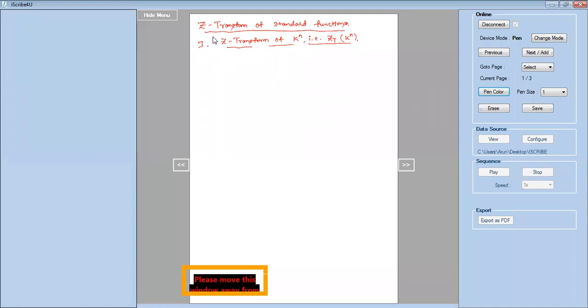Okay, so we start with Z transform of standard functions. Like Laplace transformations, here also some standard functions are there. So first we'll discuss the Z transformation for those standard functions, because while solving problems, we'll use them.